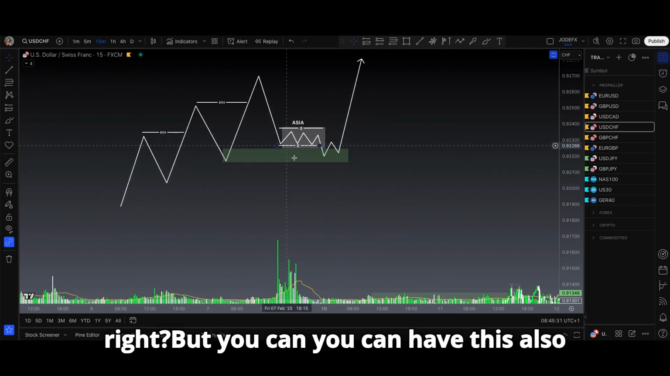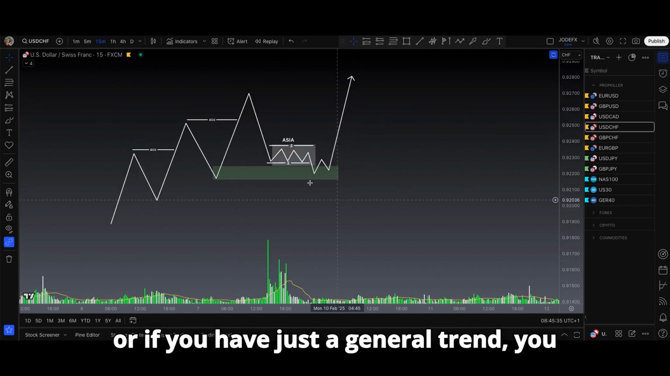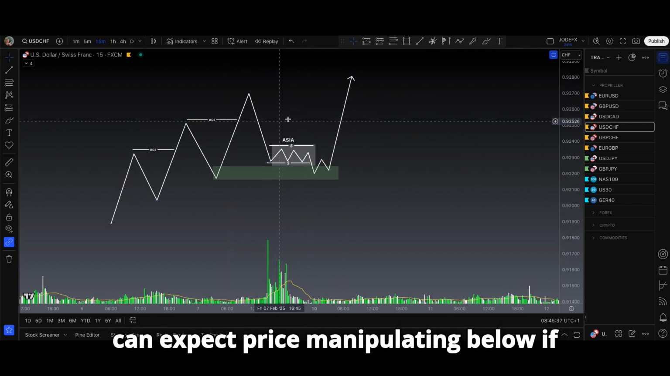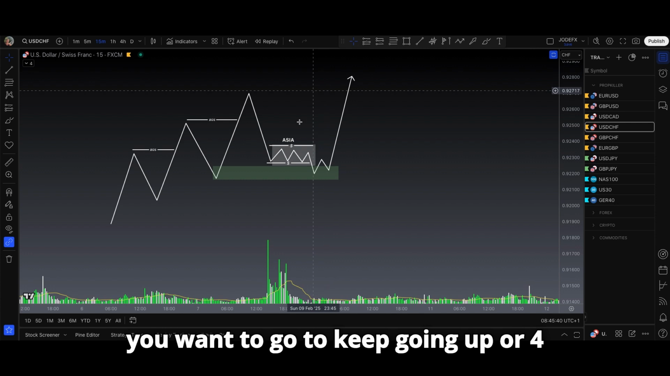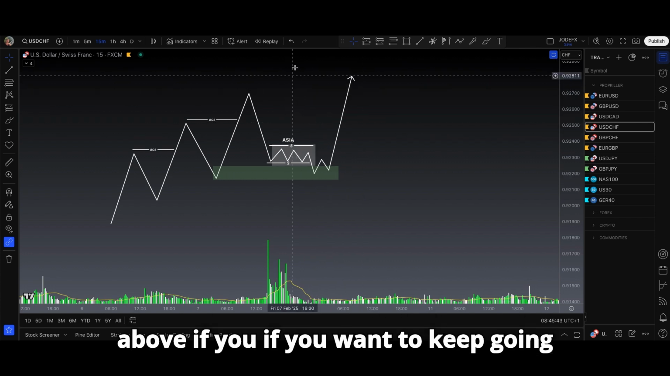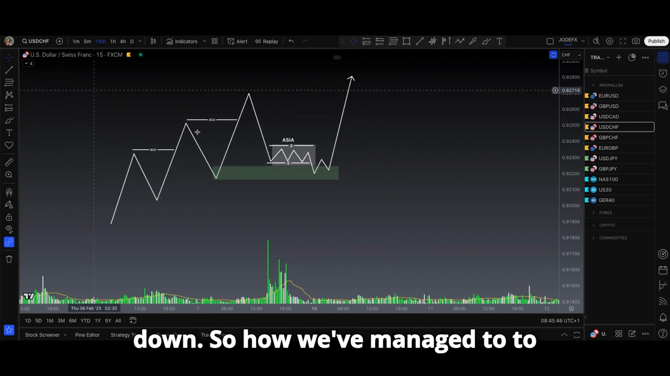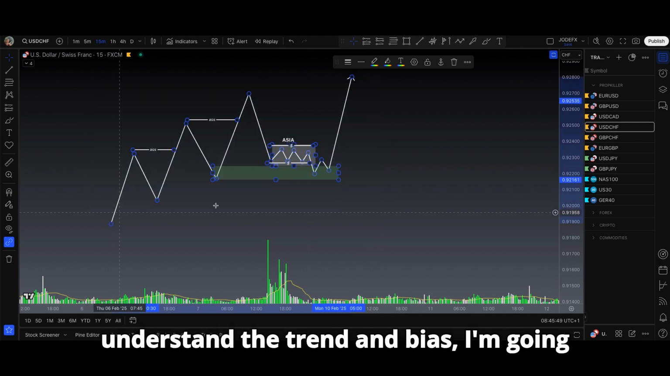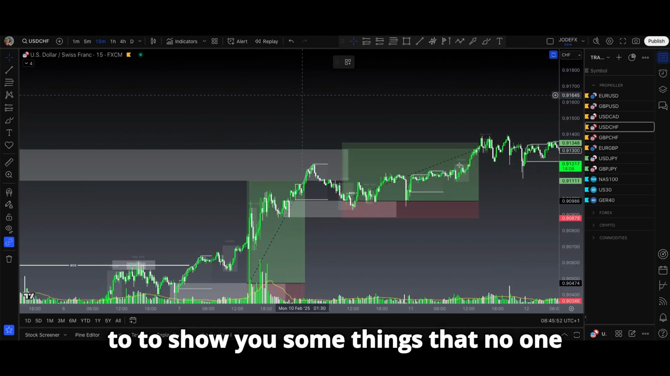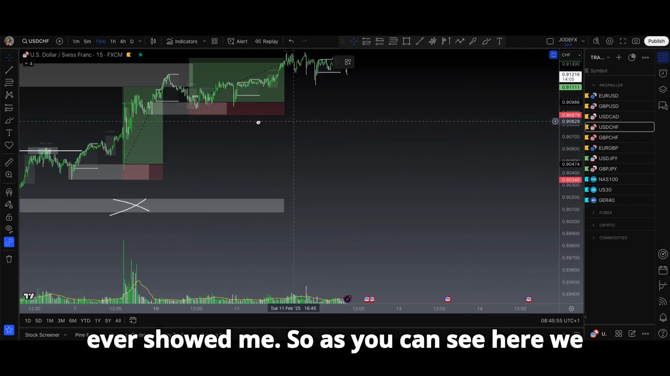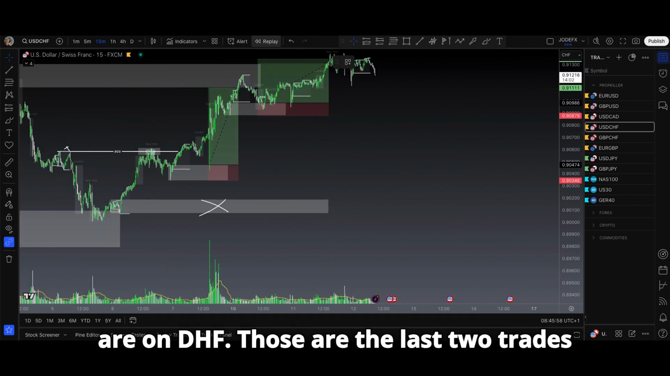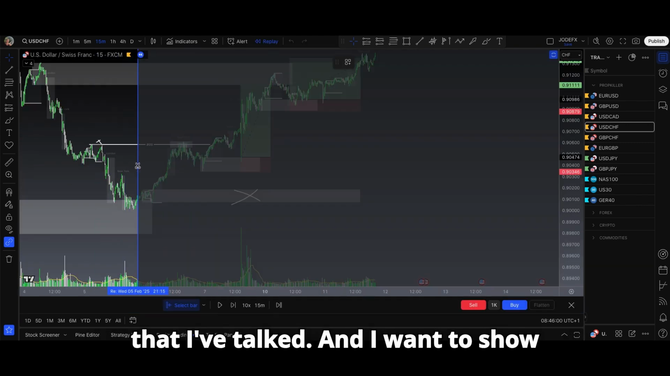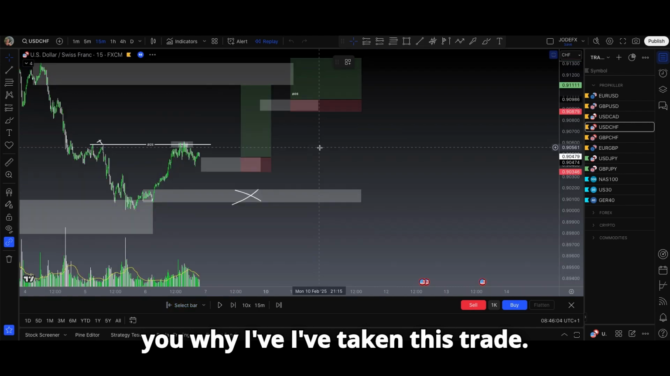But you can have this also with, let's say, an intermediate demand, or if you have just a general trend, you can expect price manipulating below if you want to keep going up, or above if you want to keep going down. So how I've managed to understand trend and bias, I'm going to show you some things that no one ever showed me. As you can see here, we are on USD. These are the last two trades that I've taken, and I want to show you why I've taken these trades.